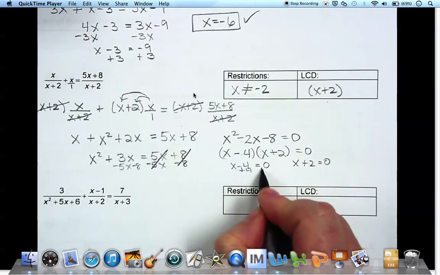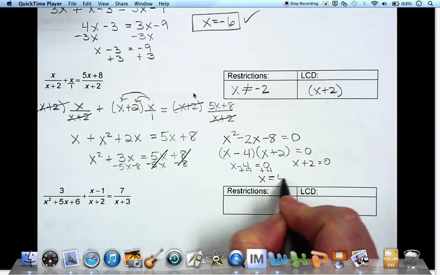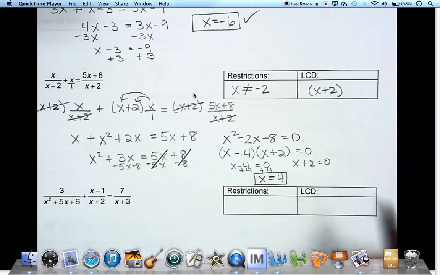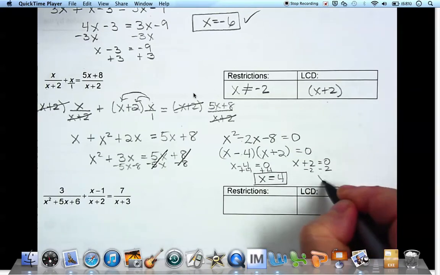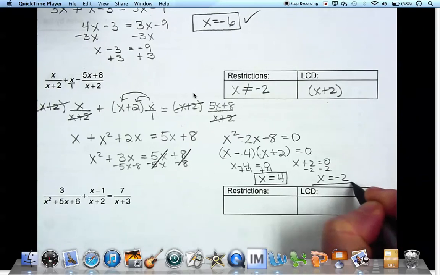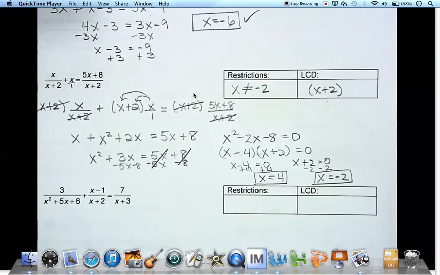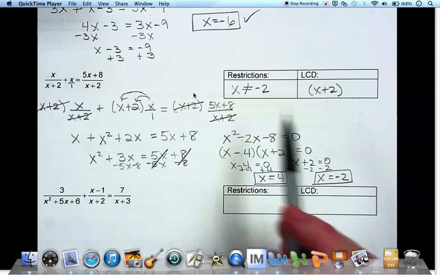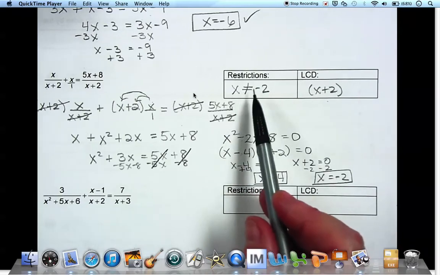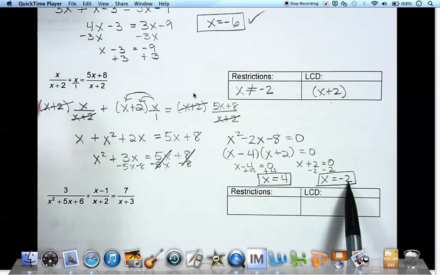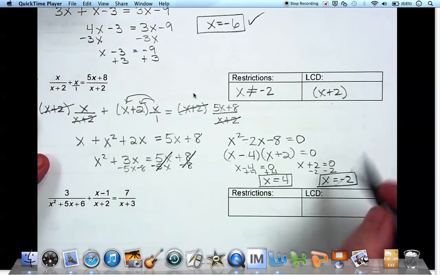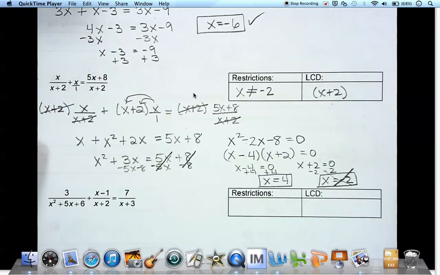Add 4, so x equals 4, that is one of our answers. Subtract 2, so x equals negative 2. That is our other answer. Then we have to check with our restrictions, and we said that x cannot equal -2 because if I plug -2 in here, I'm going to get a 0 in the denominator. So we're going to mark this one out, and this is our answer.